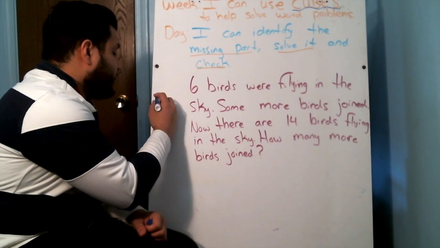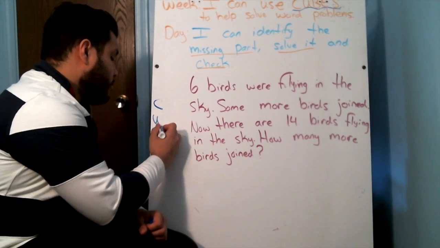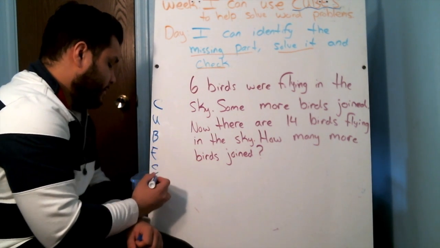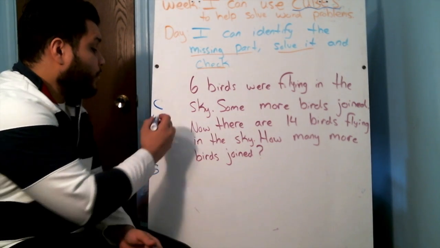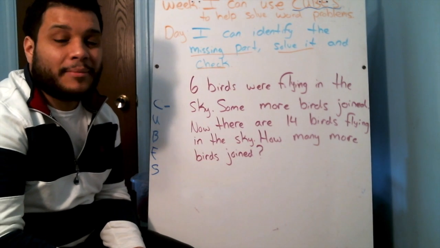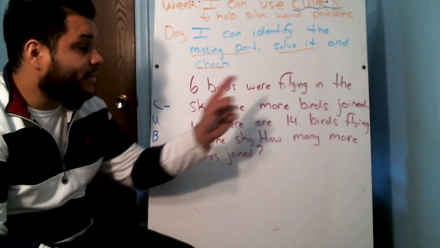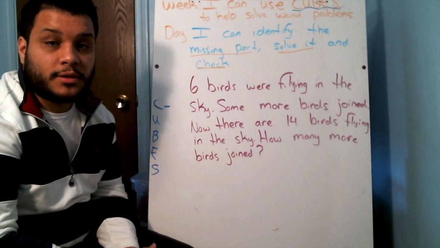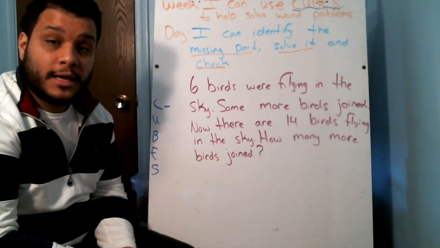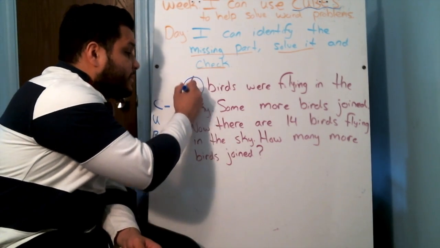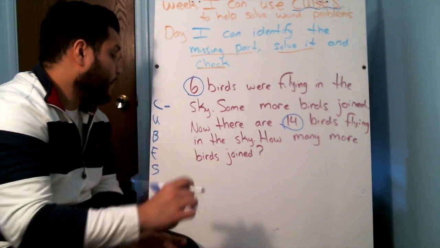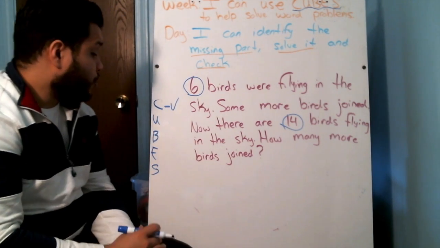So let me write it on the side. Cubes. So the first thing we want to do is our C. We want to circle the numbers. I'm going to give you guys a few seconds to identify our two numbers. If you said 6 and 14, kiss your brain. Those are our two numbers.